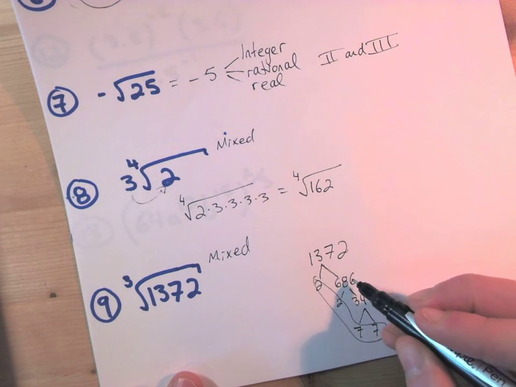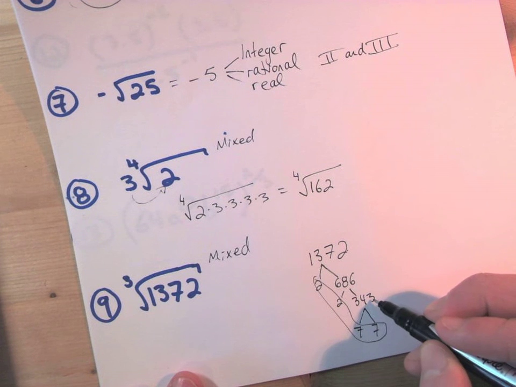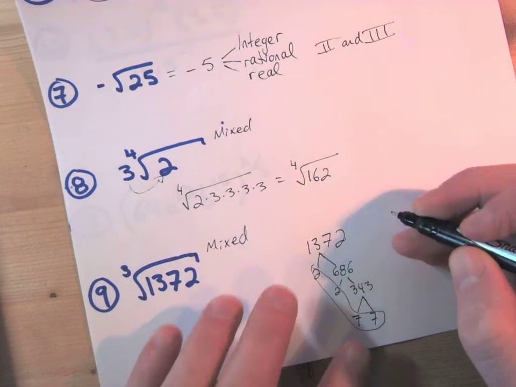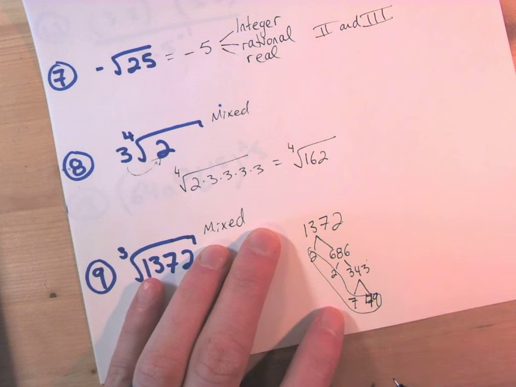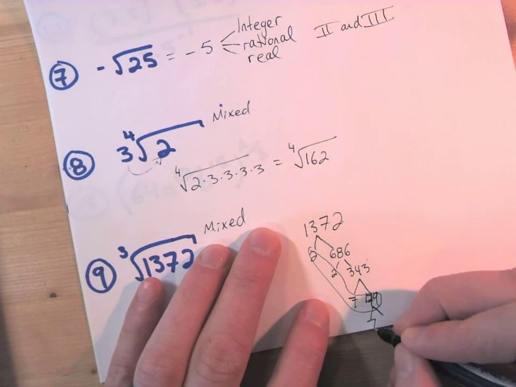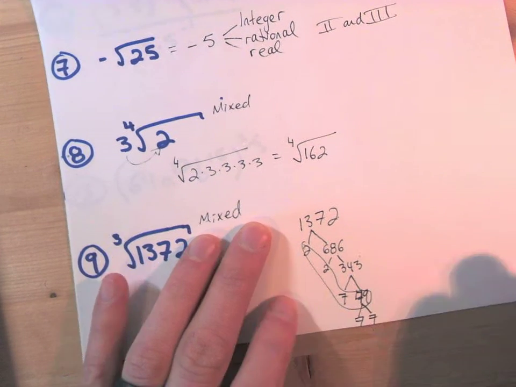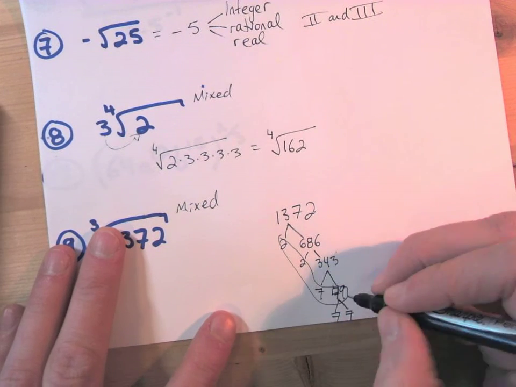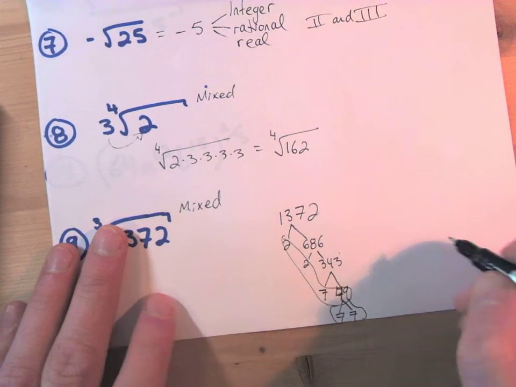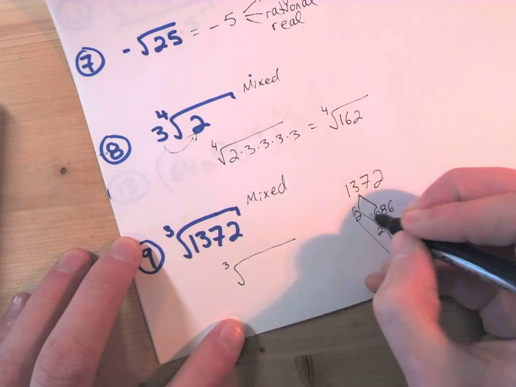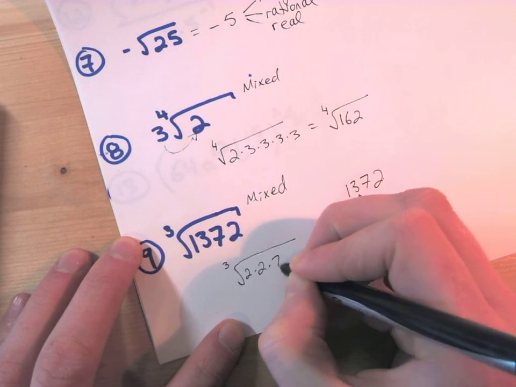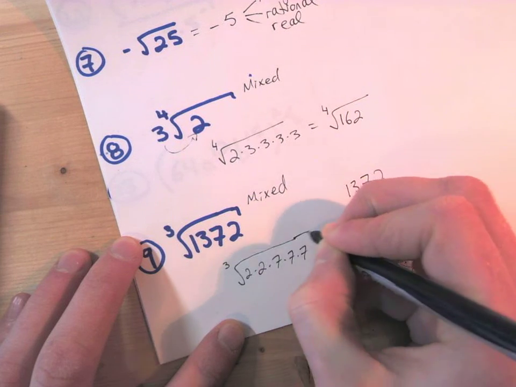And did I do anything wrong? Yes, I did. This is supposed to be 49. 7 times 7 does not equal 343. So I missed just one extra 7 there. So now overall this 1372 we know is a 2 times 2 times 7 times 7 times 7.